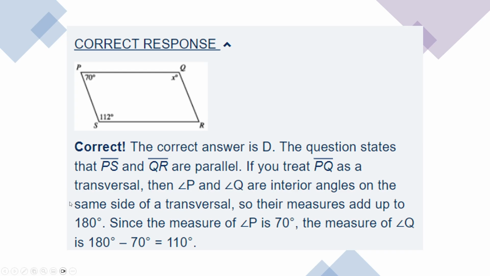So here you can also see the solution. The correct answer is D. The question states that PS and QR are parallel. If you treat line segment PQ as a transversal, then angle P and angle Q are interior angles. Like this angle and this angle, they both are interior angles on the same side of the transversal line PQ, which intersects line PS and line QR at two different angles. So the sum of their angles will add up to 180 degrees.